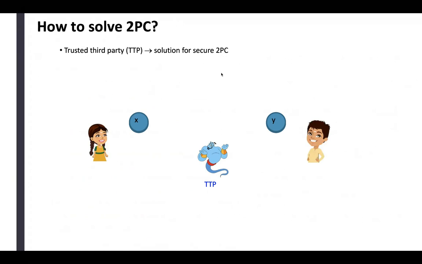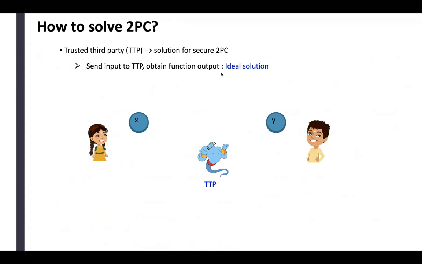So one easy way to solve MPC is to have a trusted third party. So there was some entity who everybody can trust, right? Then it's very easy to solve MPC problem. Everyone can simply hand over their inputs through a private channel to the TT, trusted third party, aka TTP, and the TTP can simply compute the function output and hand over the output to everybody else. Right? This is the best solution, the ideal solution that you can think of. The trusted third party takes care of everything.